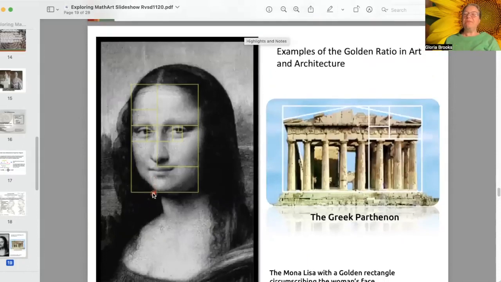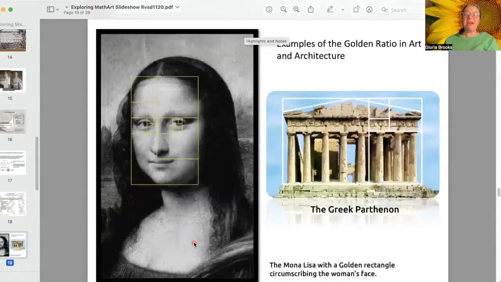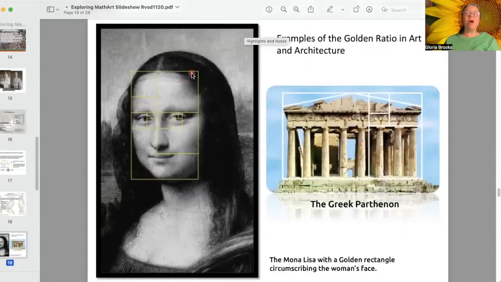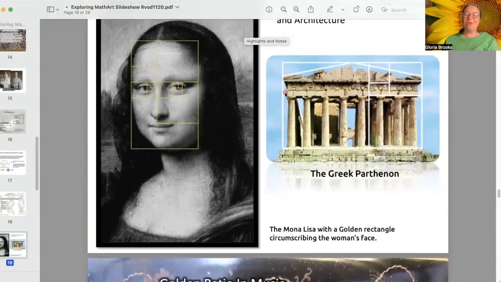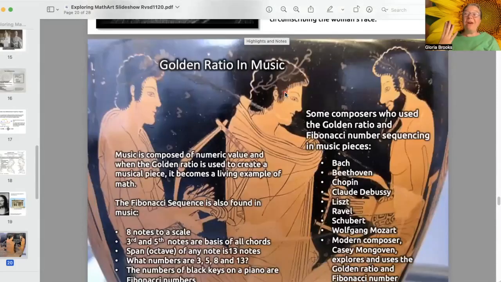Here are some examples of the golden ratio in art and architecture. The Mona Lisa, you can draw a golden rectangle around her face. Also, the Greek Parthenon, you can draw a golden rectangle around it. Go ahead and take your finger and trace it around the Mona Lisa first, and then take your finger and trace a golden ratio around the Greek Parthenon. Pretty cool. The golden ratio can also be found in music.